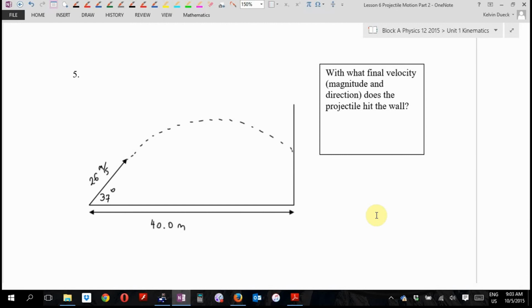This time, we're hitting a wall. Oh, I hit the wall a long time ago, Mr. Dueck. No. We're in the physics here. It says this: with what final velocity, magnitude and direction, does the projectile hit the wall? Is there a projectile? I'm going to do a T-table. Is there a slanty velocity?